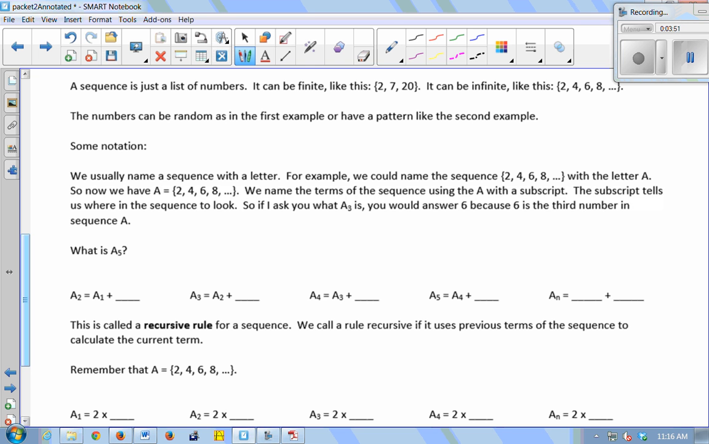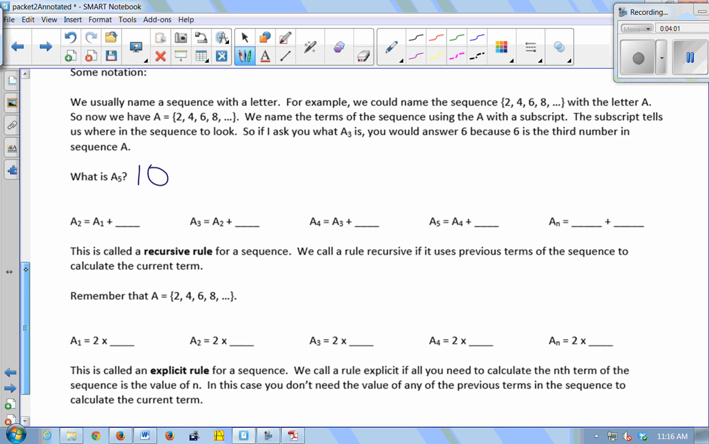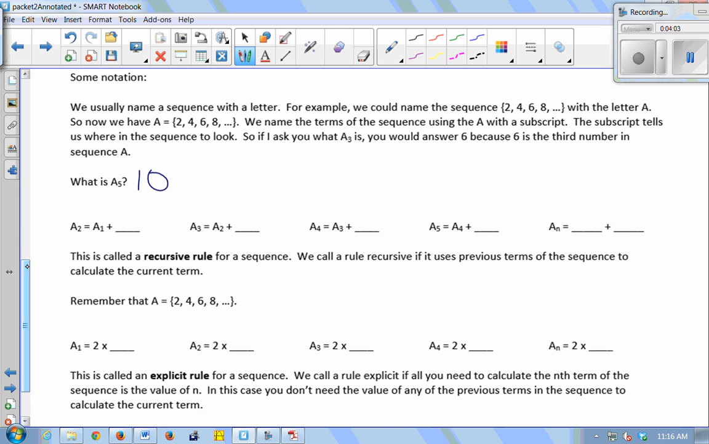Okay, so what would A5 be? 10. Good. The 5th number in the list would be 10. Okay, so we're going to try to establish a mathematical way of describing the pattern. In English, we could say, oh, 2, 4, 6, 8, that's the list of even numbers, right? But I want to describe this list, this sequence of numbers, using this new notation with the subscript.